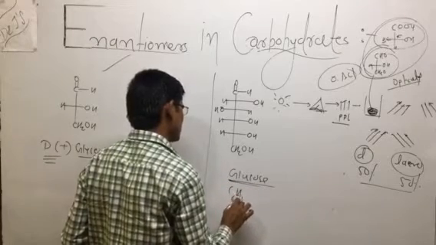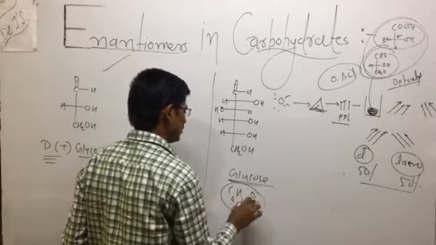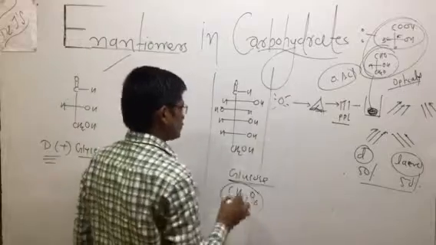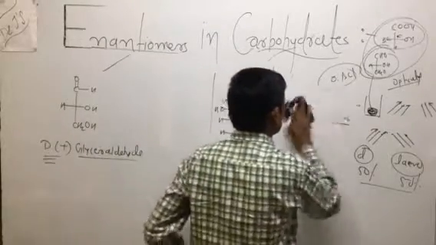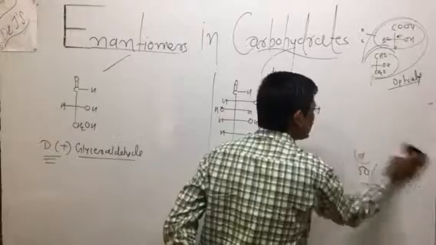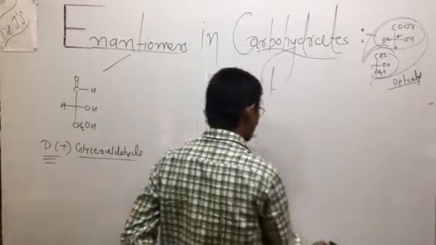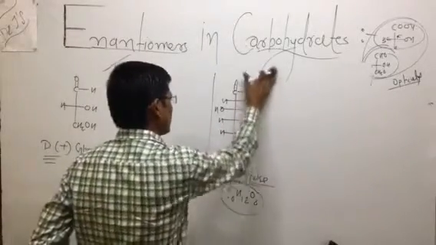This is C6H12O6, the molecular formula of the glucose molecule. So this type of molecule is nothing but glucose. We call these types of glucose molecule D-glyceraldehyde, D-glucose and L-glucose.